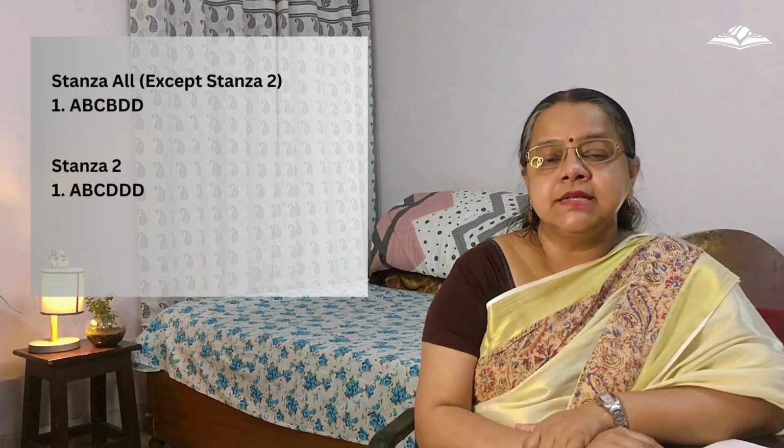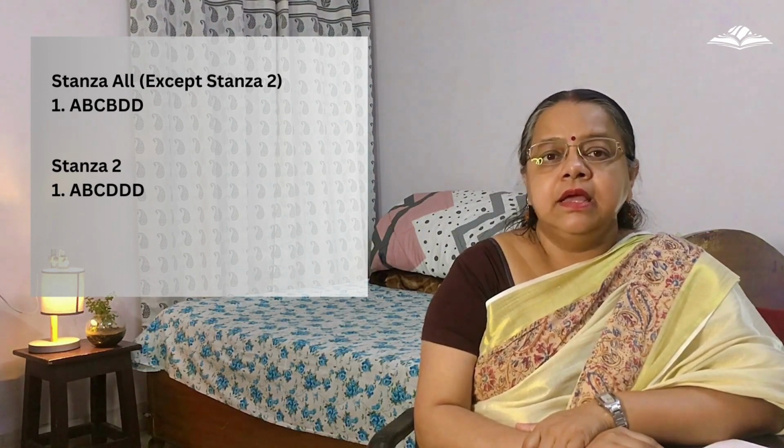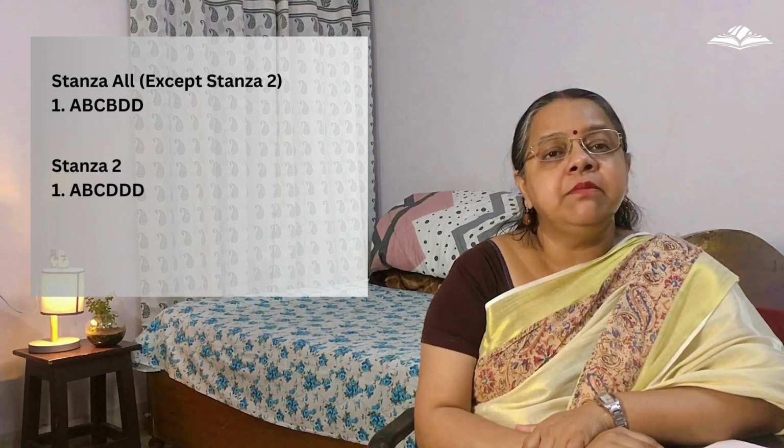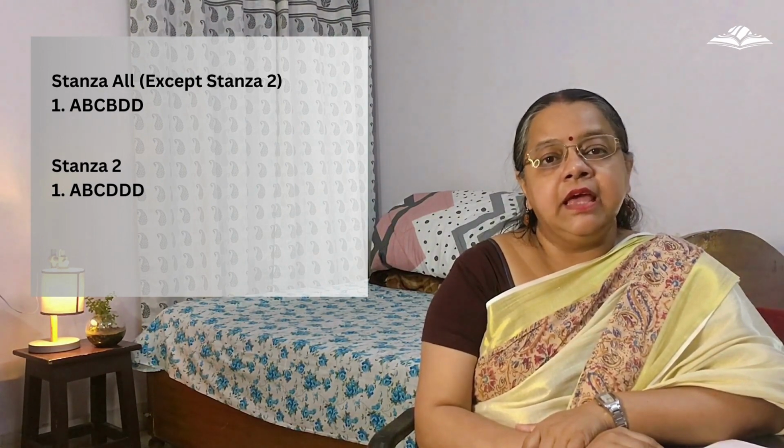The rhyme scheme of all the other stanzas other than the second stanza is A, B, C, B, D, D, whereas the rhyme scheme of the second stanza is A, B, C, D, D, D. The fourth literary device is alliteration, which is the repetition of a speech sound in a sequence of nearby words. The term is usually applied to consonants. Example, with wonder waiting eyes.